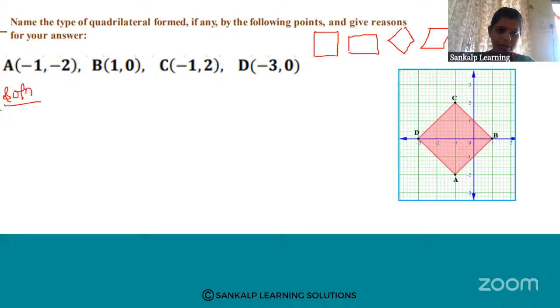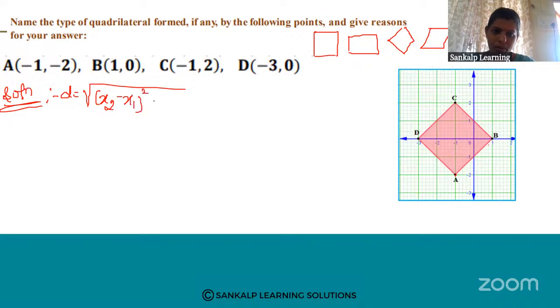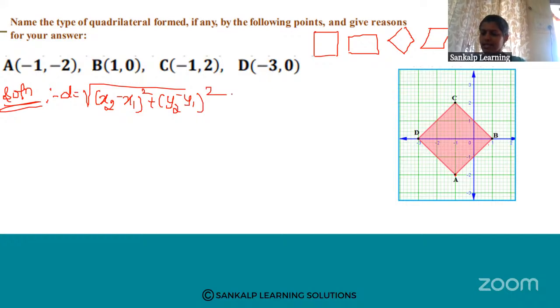Solution. First, find out the distances between the points. There are 4 sides, so find the distance AB, BC, CD, and AD. Start with AB. First, we write the distance formula: square root of (x2 minus x1) whole square plus (y2 minus y1) whole square. Yes, this is the distance formula.